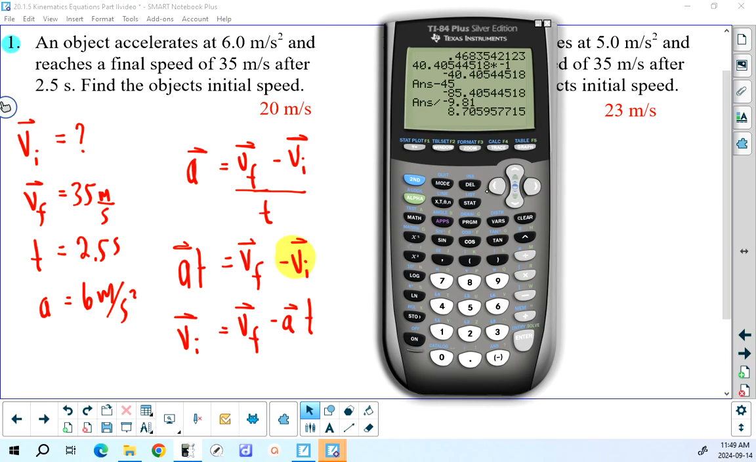So if you had the version of the quiz on the left, what you're going to end up with is 35 minus A, which is 6, times T, which is 2.5. You get 20 meters per second. You get this answer.